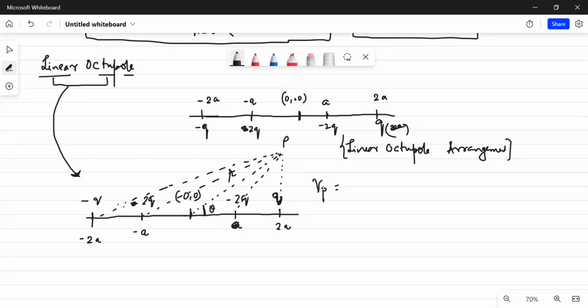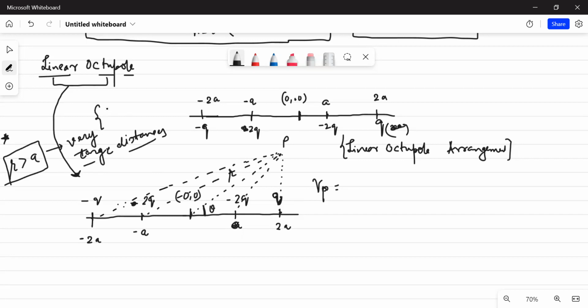So I'll start writing with potential at P due to this, and you can take it as very far away. We want to discuss the cases only if r is greater than a. So we are focusing on r greater than a. That is, we are talking of very large distances, or we are concerned about asymptotic cases. So what would be potential at P? So potential at P will be K, Q, and this distance.